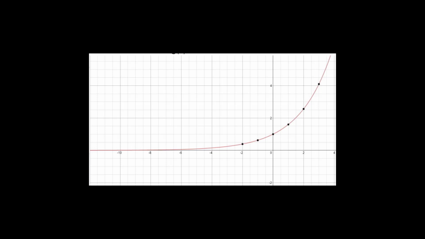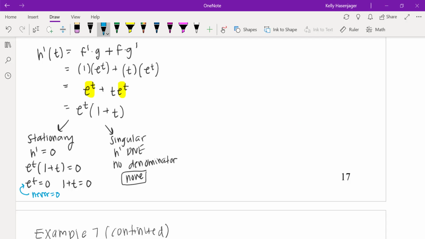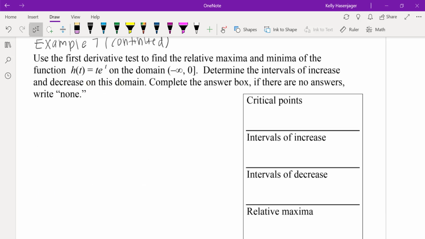Now notice this is a graph of e^t. It looks like it gets super close to 0, but it never actually hits 0. So that's true for our exponential functions. They never equal 0. So we're not going to get any stationary points from that part. On the other hand, we still have 1 + t = 0, so we can subtract 1 from both sides and get t = -1. So our only critical point was that -1.